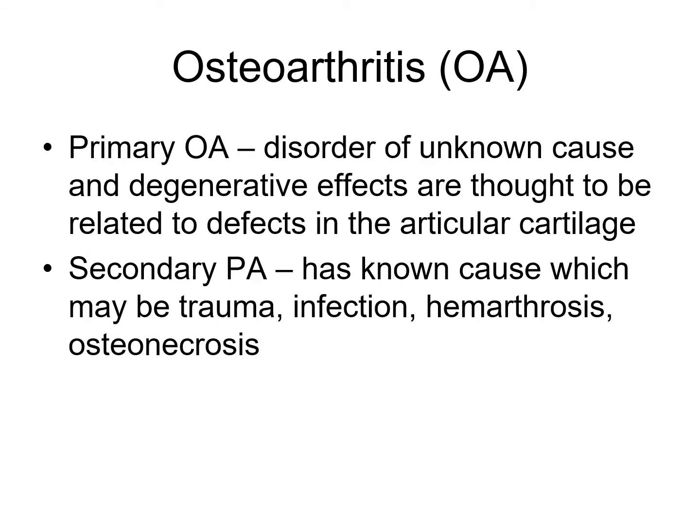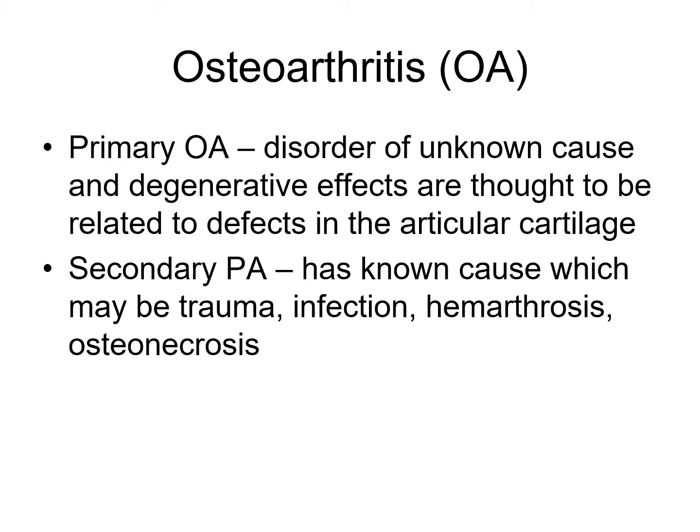We can distinguish osteoarthritis as primary or secondary osteoarthritis. Primary osteoarthritis is a disorder of unknown cause, and degenerative effects are thought to be related to defects in the articular cartilage. So when we see a loss of joint space on the x-ray, that could infer a cartilaginous issue. However, when we see that approximation, it could impact and relate to a person's loss of function.